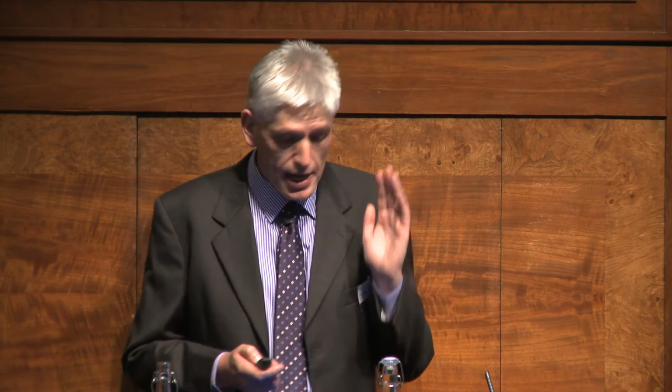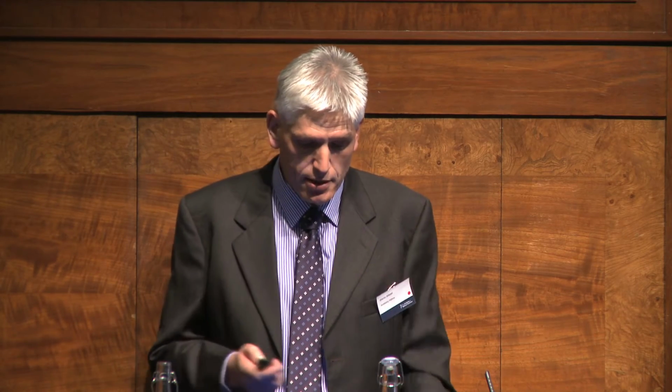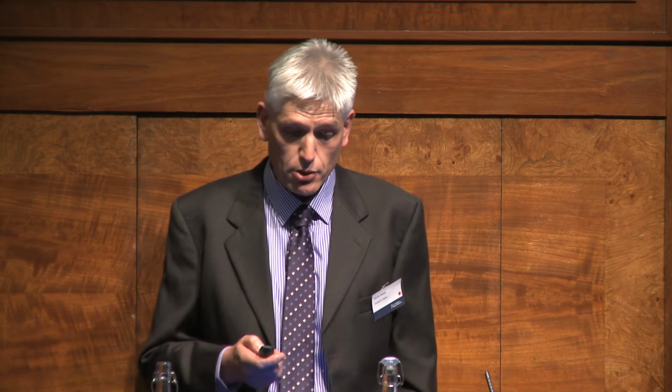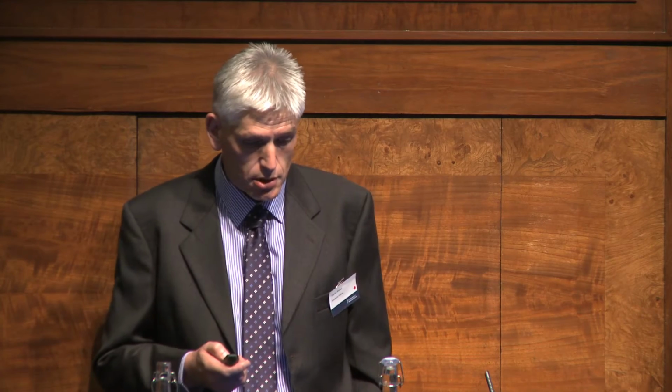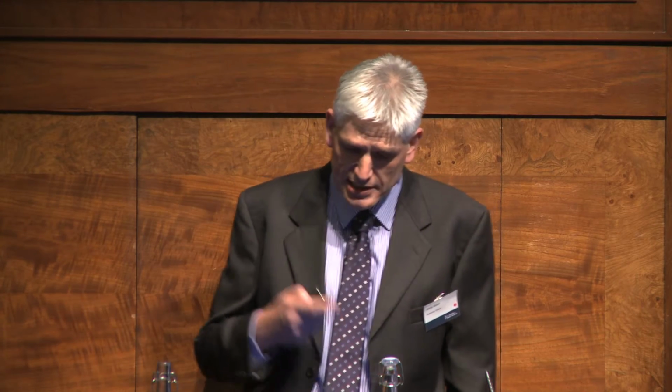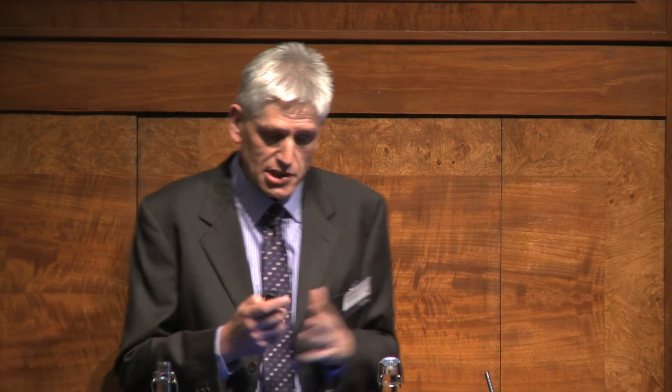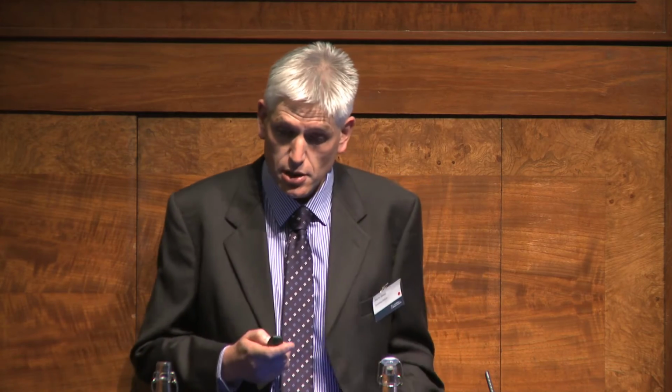So there are about 530 protein kinases, and it turns out that there are at least as many enzymes that regulate ubiquitylation as there are that regulate protein phosphorylation. And protein ubiquitylation is a similar process. It involves an enzyme called an E3 ligase putting ubiquitin chains, either single ubiquitin molecules or ubiquitin chains, on substrates, on the lysine residue of substrates, and this can also influence the substrates in many different ways.